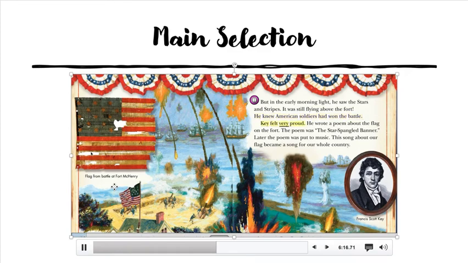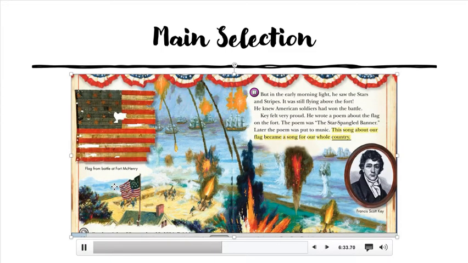Key felt very proud. He wrote a poem about the flag on the fort. The poem was "The Star-Spangled Banner." Later, the poem was put to music. This song about our flag became a song for our whole country.